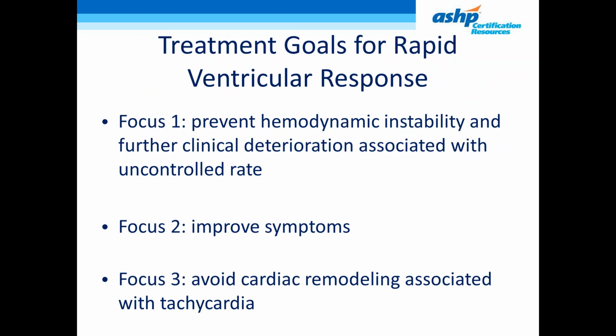The treatment goals for rapid ventricular response are broken down into 3 areas. The first is to prevent the hemodynamic instability and clinical deterioration that is associated with an uncontrolled rate. For many of these patients, this severe tachycardia will deteriorate and can deteriorate rapidly. The second focus is to improve the patient's symptoms, so their subjective findings. And then the third focus is to avoid the cardiac remodeling that is associated with tachycardia, particularly in the setting of prolonged tachycardia.